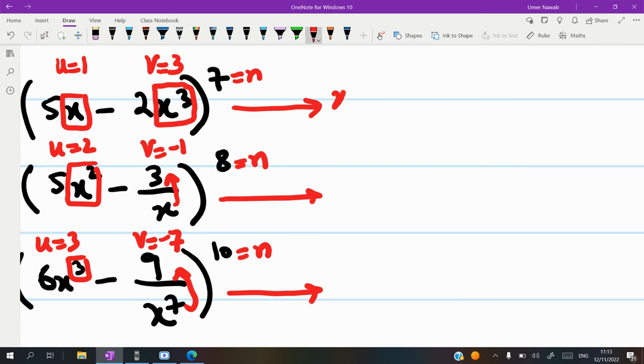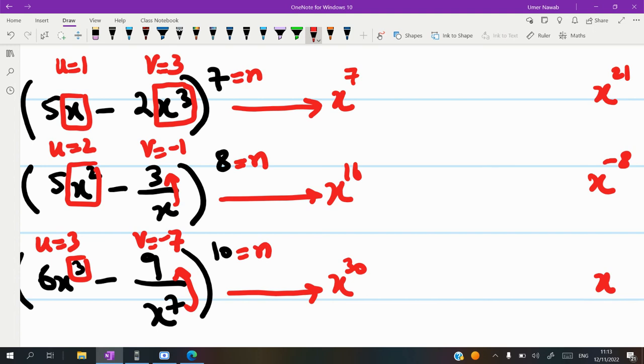So what will be my first term? nu is 1 times 7, which is 7. So my first power in the expansion will be 7. And nv is 3 times 7, which is 21. My last power will be 21. For the second expansion, my first power is nu, 2 times 8, which is 16, and my last is -1 times 8, which is -8. For the third, 3 times 10 is 30, and my last is -7 times 10, which is -70.